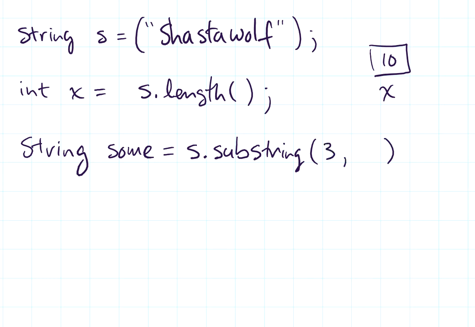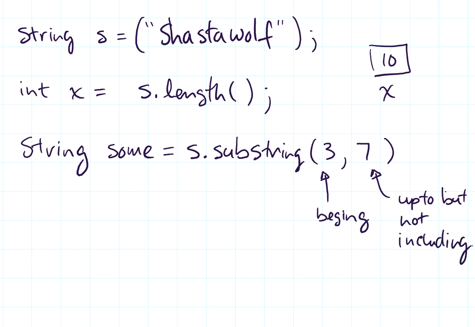I'm going to say 3, 7. What this means is you're going to begin at character index 3, so this will be in the substring. You're going to continue until the 7th, but you don't include the 7th. So up to, but not including.